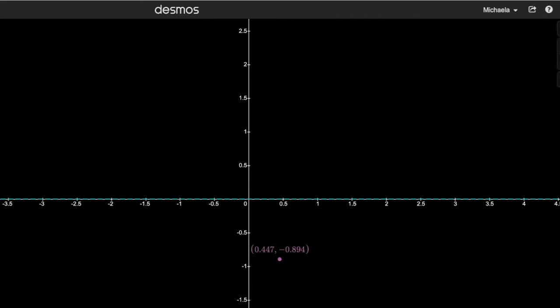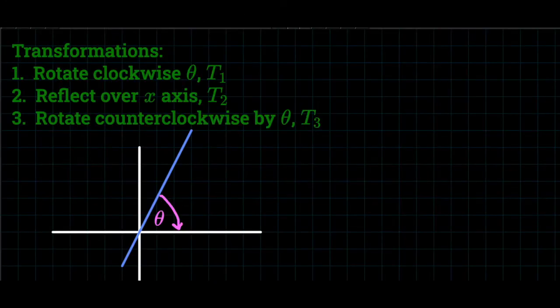After we've rotated clockwise, we need to reflect over the x-axis. And last but not least, we rotate back, and that will give us our final image after reflecting over the line y equals 2x.